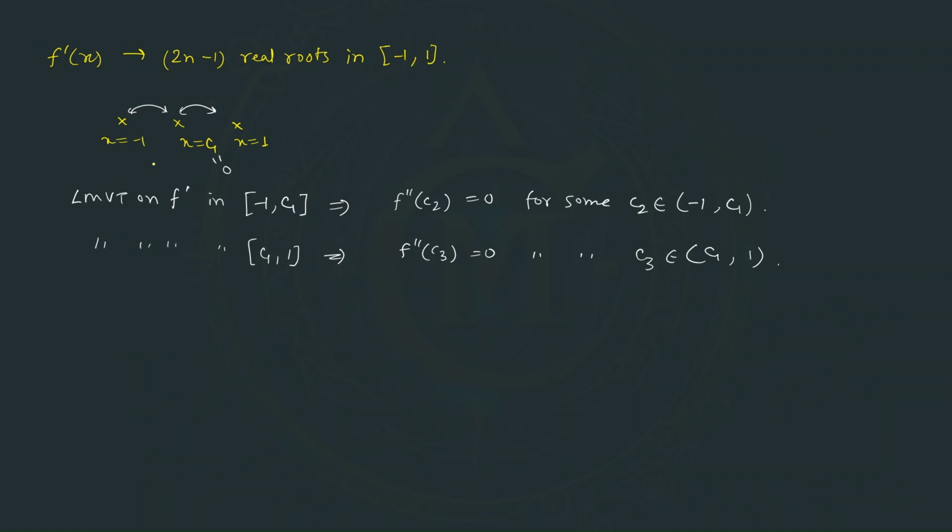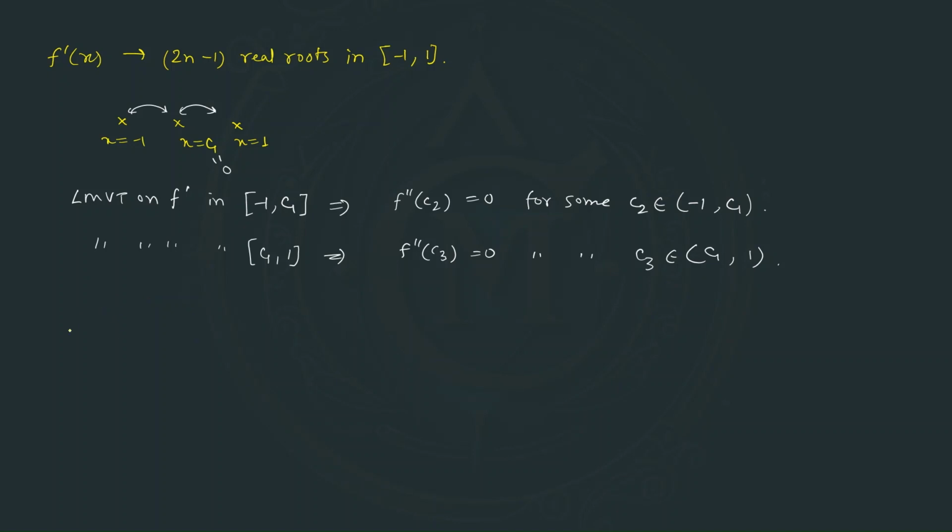So here we can see f double dash x will have its roots x equal to 1, n minus 2 times, x equal to minus 1, n minus 2 times, so total 2n minus 4, and then again these two roots, so there will be total 2n minus 4 plus 2, so total 2n minus 2 real roots in this closed interval minus 1 to 1.